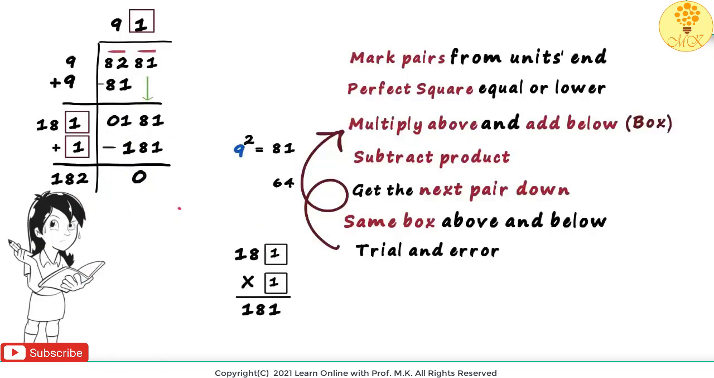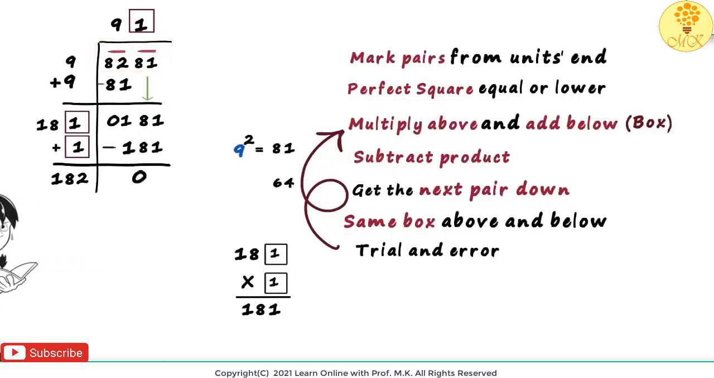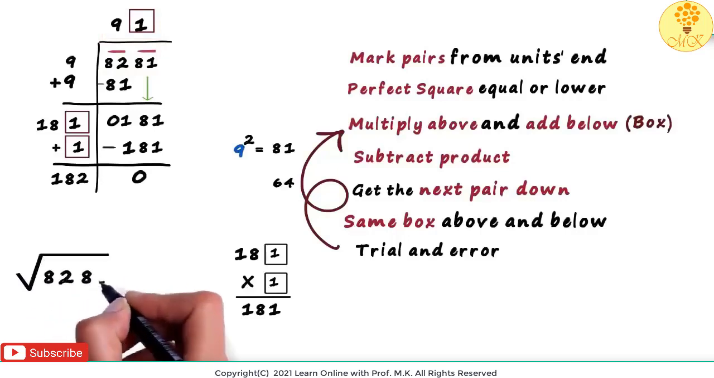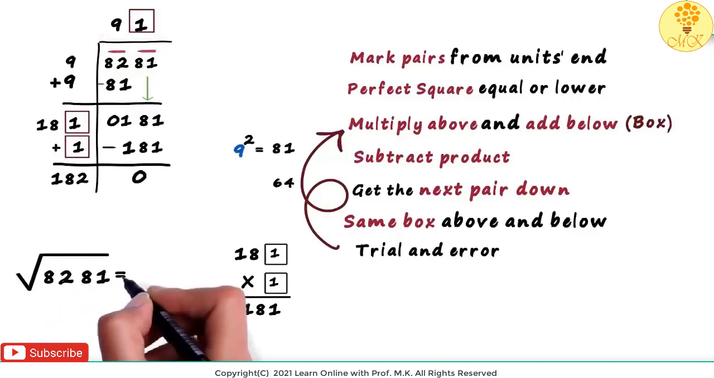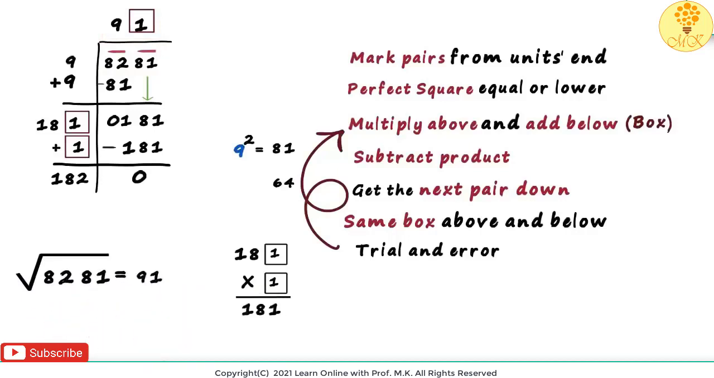The moment we get a 0 here and there are no more pairs left, we are done. But wait, where's the square root of 8281? Well, it's the number you got on top. It's 91. The square root of 8281 is 91. Trust me, it's not difficult. It's just a little lengthy.